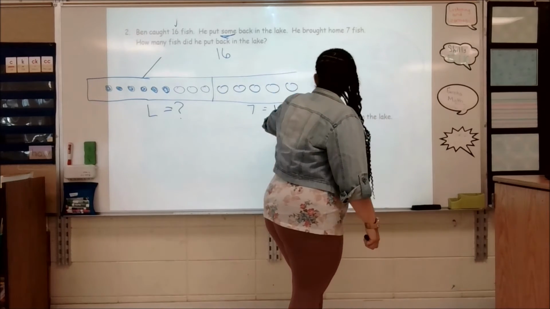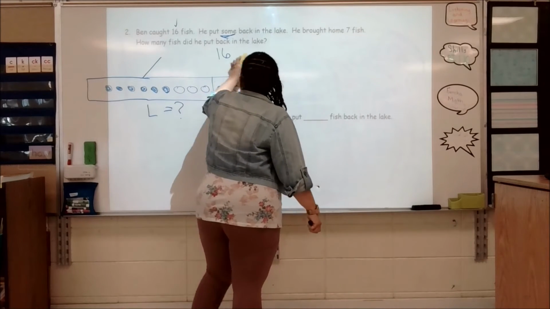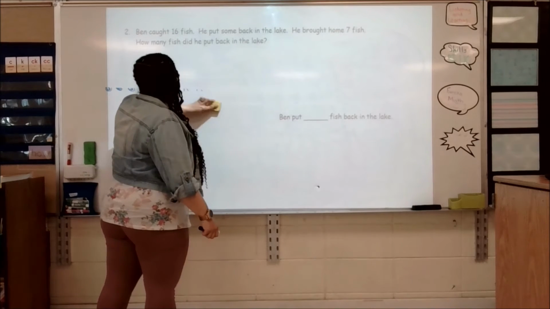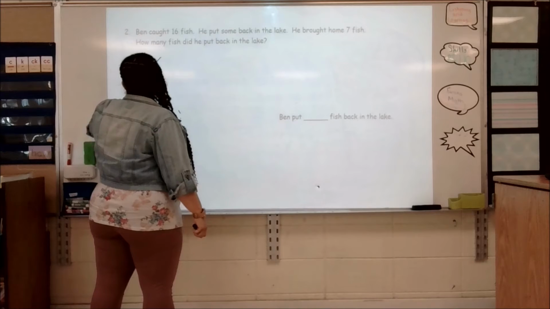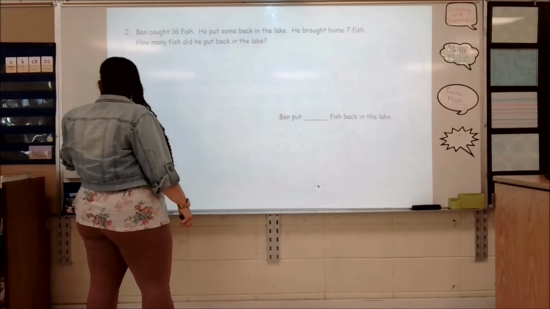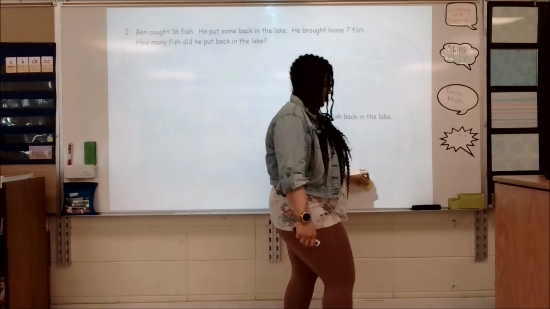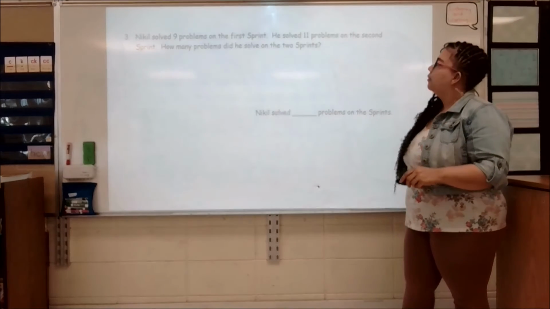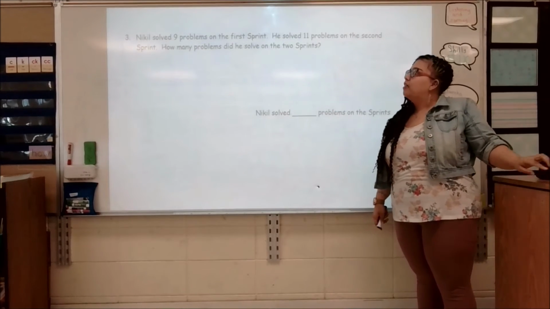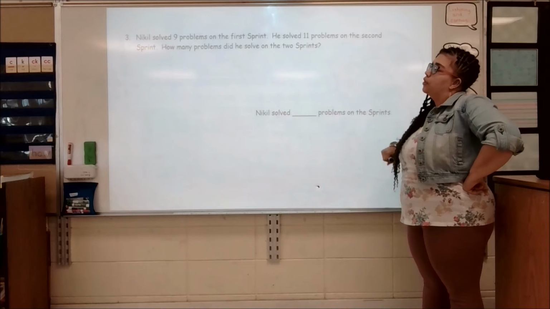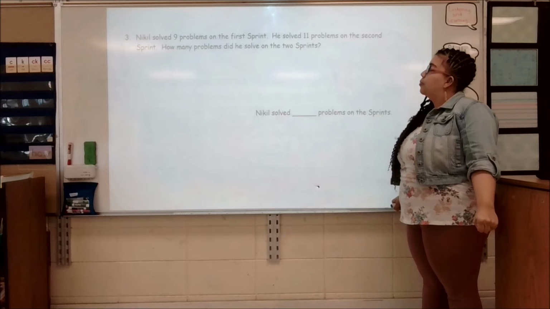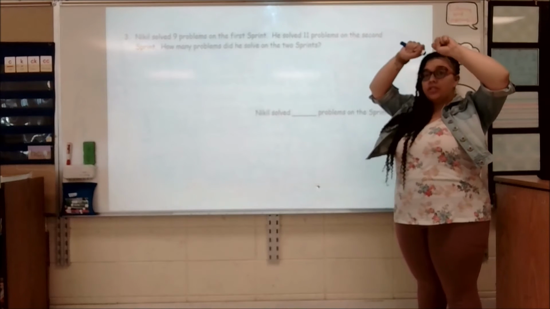All right, let's do number 3. Number 3, I believe, puts you on the back side now. Number 3 reads, Nikhil solved 9 problems on the first sprint. He solved 11 problems on the second sprint. How many problems did he solve on the 2 sprints?